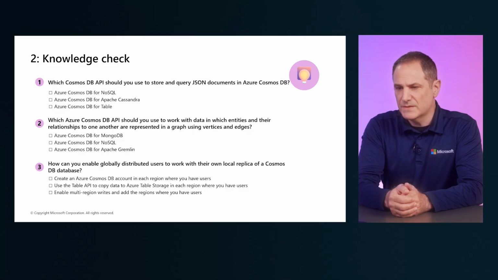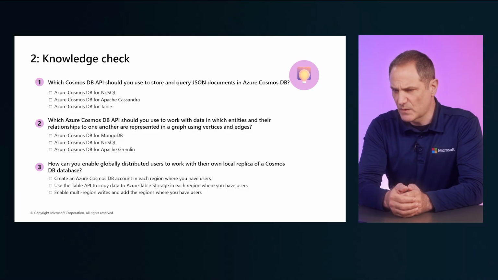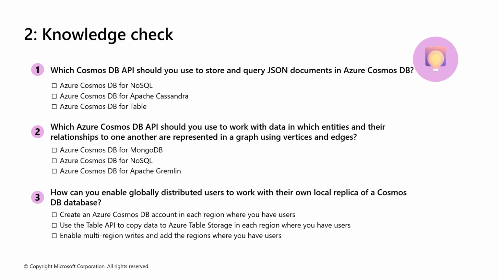Let's pause for a second with this knowledge check. First question. Which Azure Cosmos DB API should you use to store and query JSON documents? Take a moment to think about it. The correct answer is Azure Cosmos DB for NoSQL. This API is designed to work directly with JSON documents and provides a SQL-like query language. It is the native and most common way to store and query document data in Azure Cosmos DB, especially when the data shape can change over time.